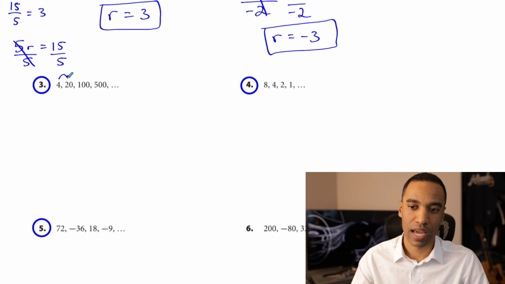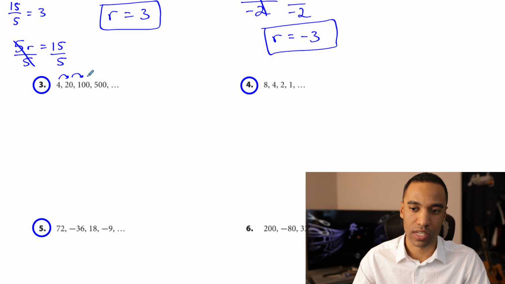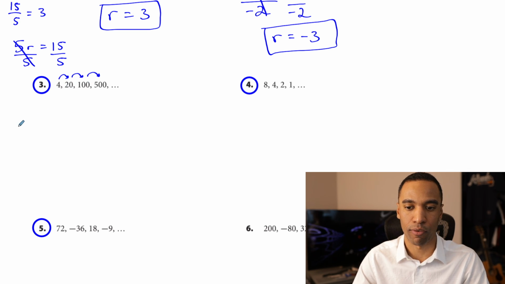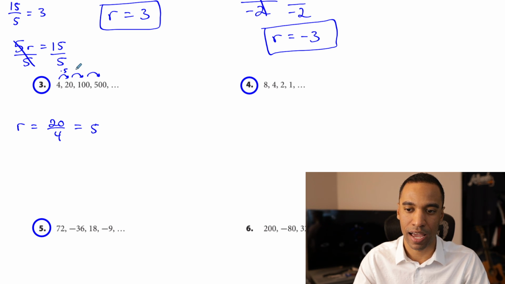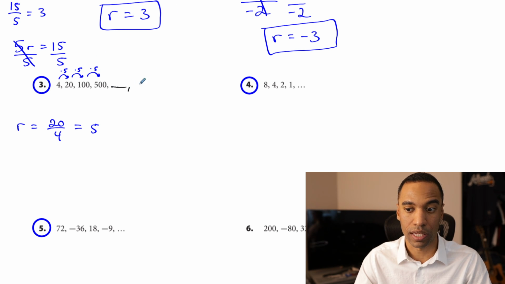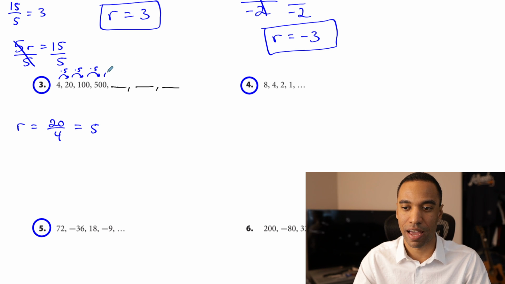All right, number 3 seems like an easier problem again. Once again, 4 times what is 20? 20 times what is 100? I can do 20 divided by 4 to figure that out. r is 20 divided by 4. That is 5. We are multiplying by 5 each time here. 5 is the common ratio. A positive 5 at that, and the numbers just get literally exponentially larger. So I keep multiplying by 5 here.